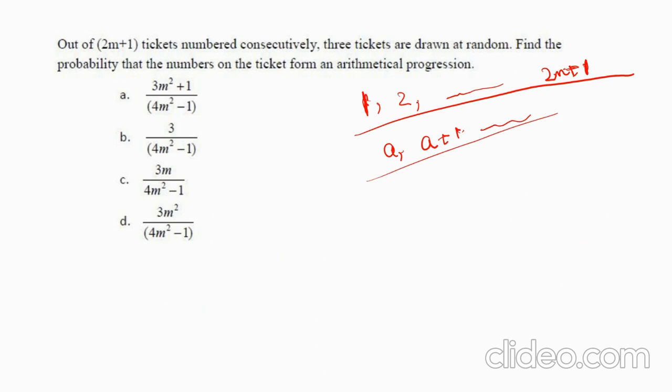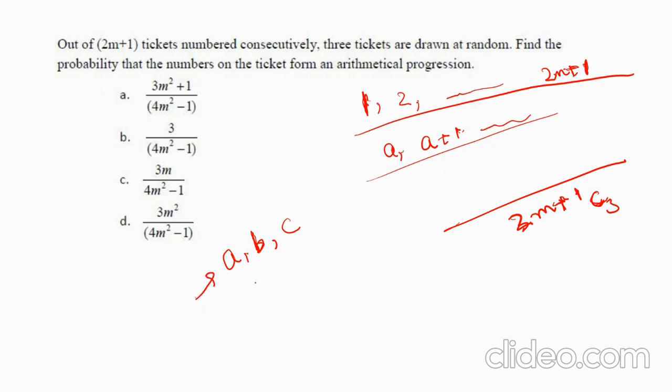3 tickets are drawn at random. We are drawing 3 tickets, so we will have 2m plus 1 C 3 ways. This is the simple thing. Now, we want to find the probability that the numbers on the tickets are in arithmetic progression. So we have A, B, C, 3 numbers, let's just say.